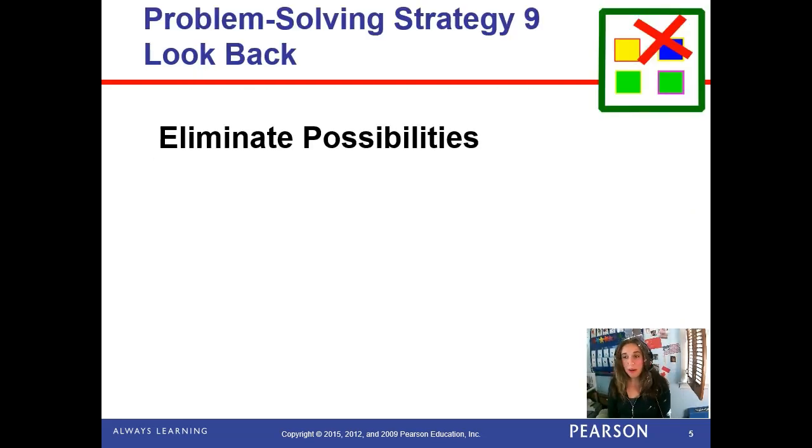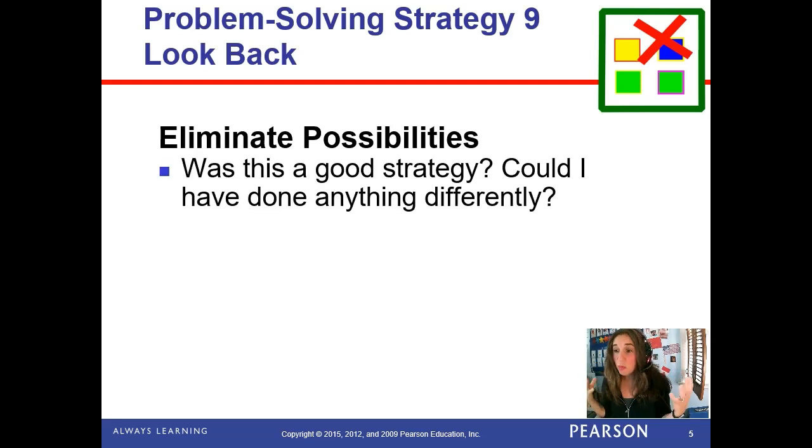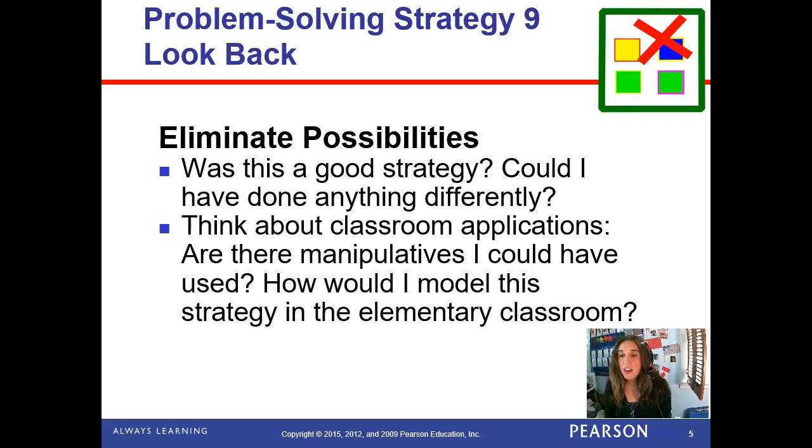So as with every problem-solving strategy that we've done so far, we really want to get into the habit of asking ourselves 2 big questions when we're done with each of these problems. When we're done solving a problem, we always want to use Polya's 4th principle. We want to look back and ask ourselves, was this a good strategy? Could I have done anything differently? Is there a strategy that would have worked better? So you really want to consider if this strategy worked well, and if it did or didn't, what could you have done differently? And then, of course, we as teachers should be thinking about classroom applications.